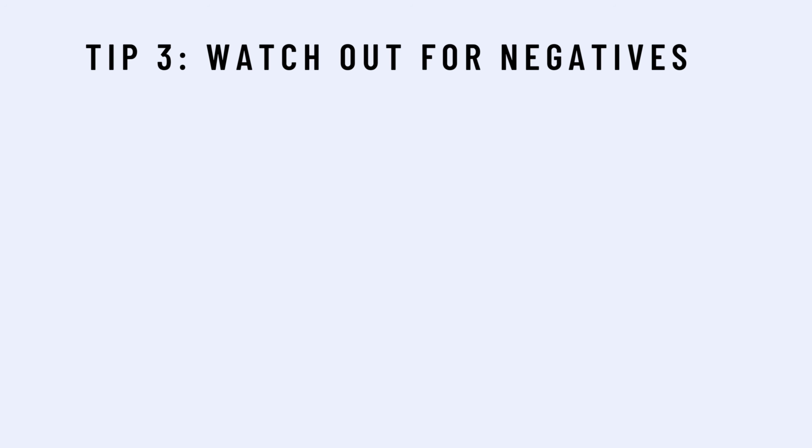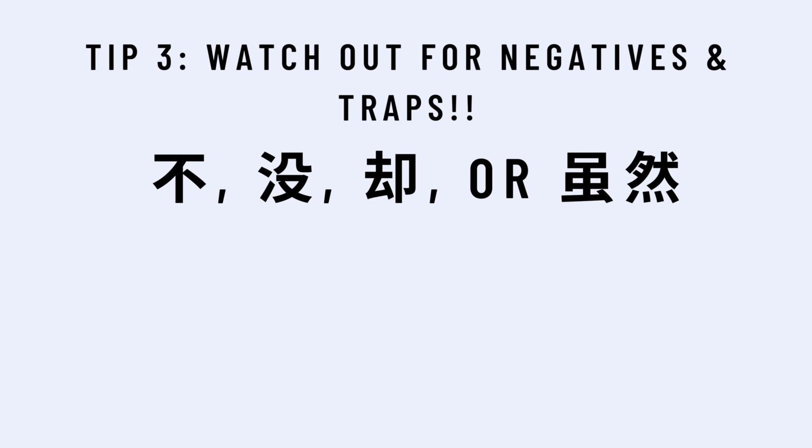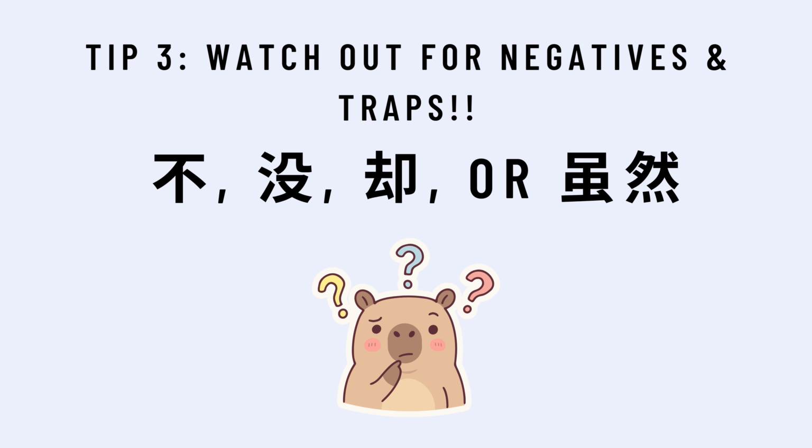My third tip is to watch out for negatives and traps. A common wrong answer takes something true from the passage and negates it, or vice versa. Pay close attention to sentences with words like 不, 没, 却, or 虽然. These often flip the meaning and are perfect material for trick questions.